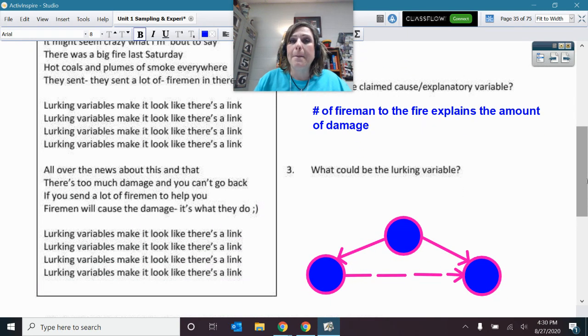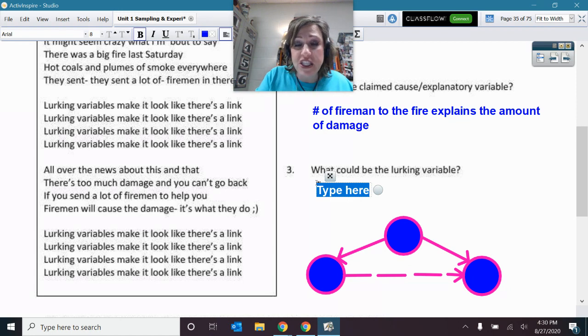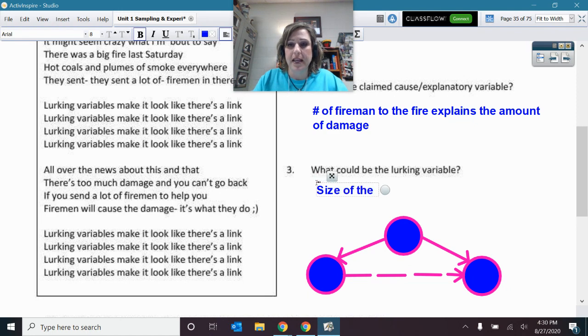All right. But we know that there really is something else at play. It hasn't even been mentioned in this story. Okay. What do you think that is? Hopefully you can come up with size of the fire. And so let's look at this little diagram I have here.